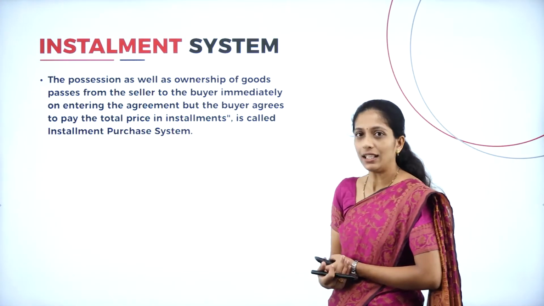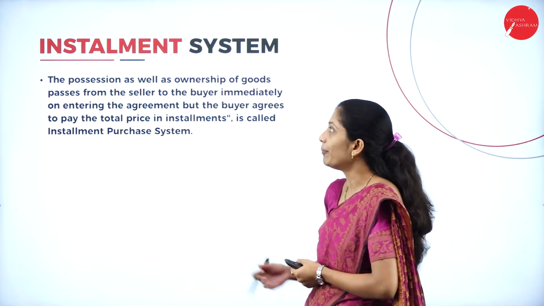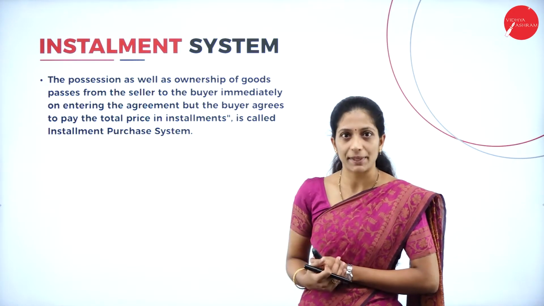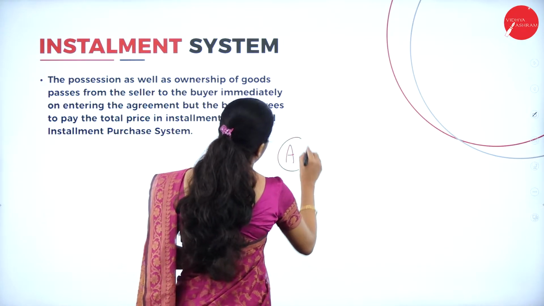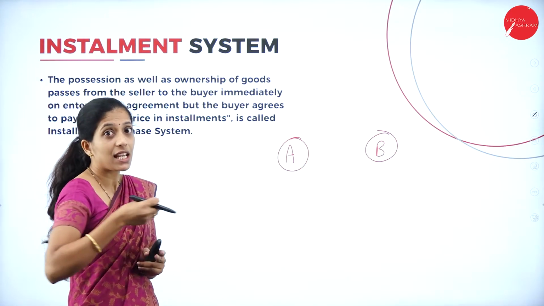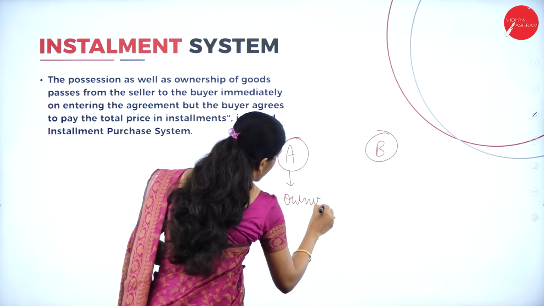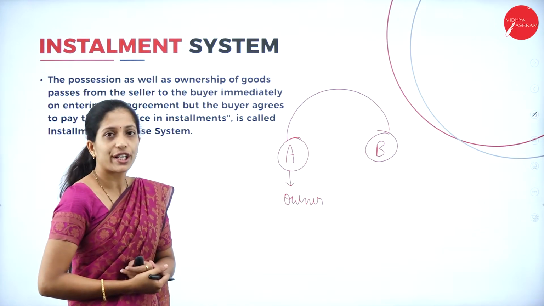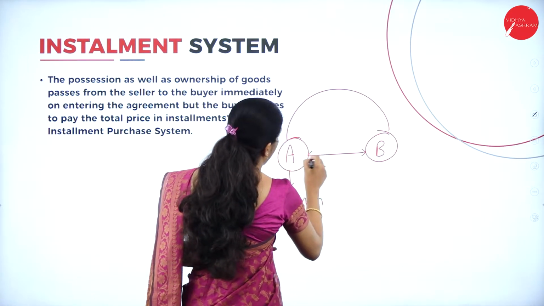Now we shall go through Unit 4, that is installment system. Now what do you mean by installment system? Here the possession as well as the ownership of the goods will be transferred immediately. I'll give an example here. For example, there are two parties A and B. Now A is the owner of the asset and B is in need of the asset. So A will transfer the asset to B, where B is not going to make the payment in full on the date of agreement. So there is an agreement between A and B.